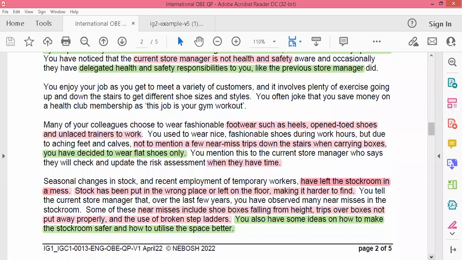We already studied element number 3. When we improve the organization, the top management should be committed to health and safety, and should be visible to all the other workers. But here he told you that when he has time, then he will update the risk assessment and see. This is a negative, showing the negative factor of the organization.